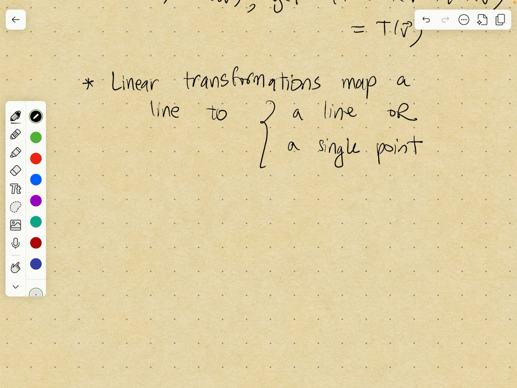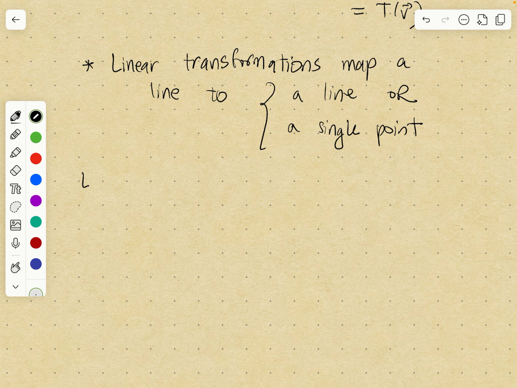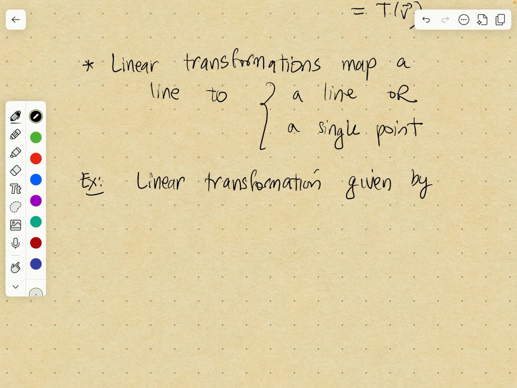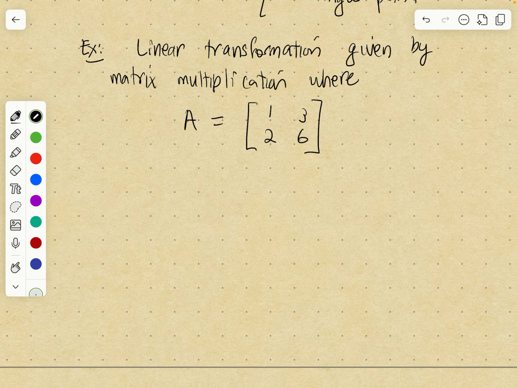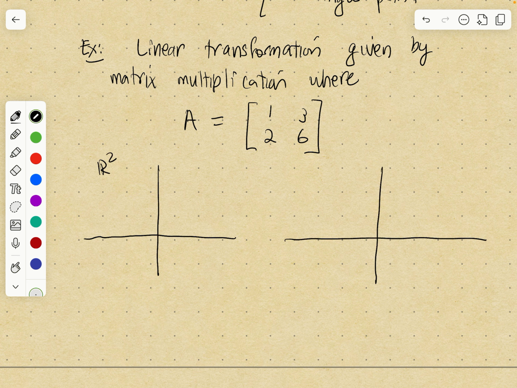Okay. So let's just look at an example. Let's say that you have the linear transformation given by matrix multiplication where the matrix A is this matrix. The first column is 1, 2, and the second column is 3, 6. Okay, we can visualize what A is going to do. So first of all, the domain is R2, and the codomain is also R2, right? Because A is a 2 by 2 matrix.